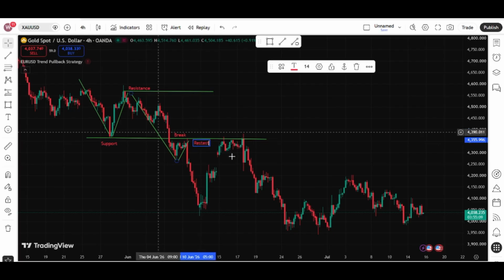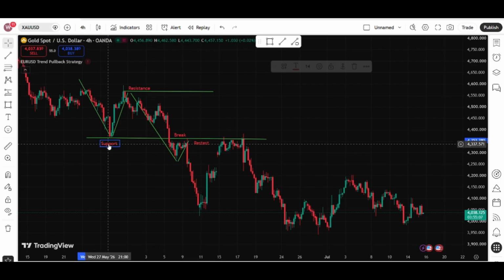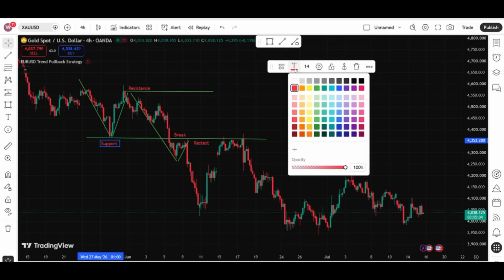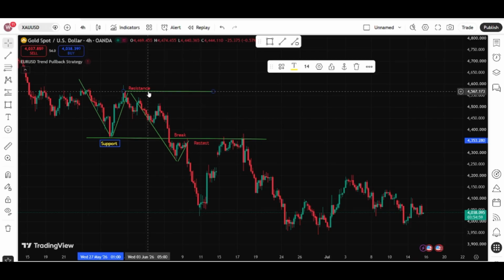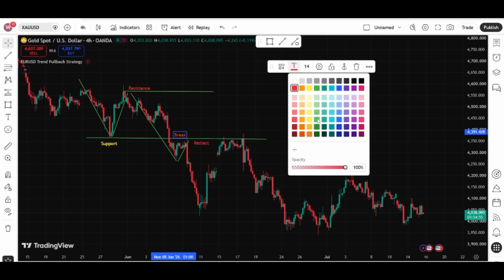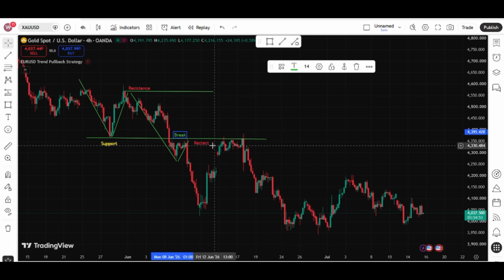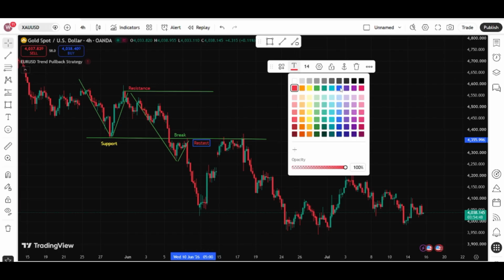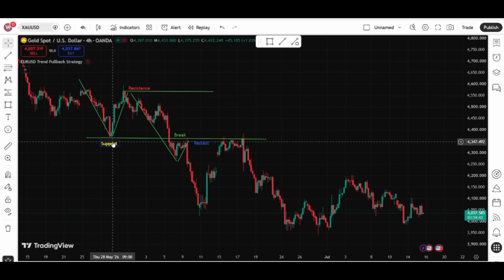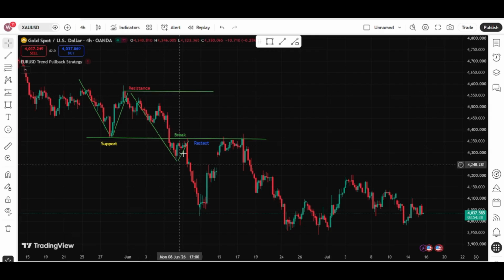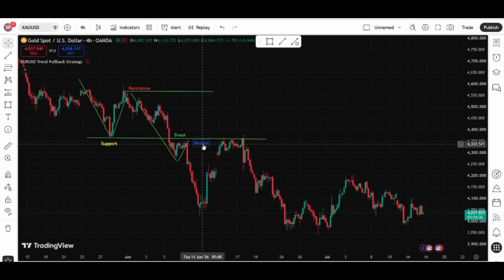right here. Okay, so let's just change the colors. So our support will make it yellow. Resistance can stay red. Our break, we make it green. This is where we broke. Then our retest, let's make it blue. All right. So we got support, we went back, created resistance, we broke the support, we came back right here, and then we had a retest.